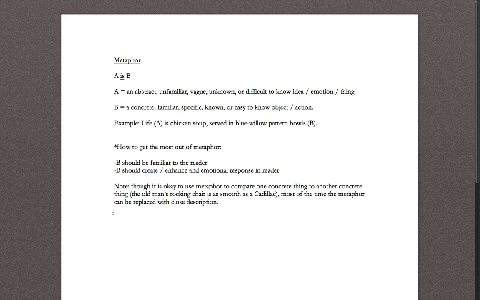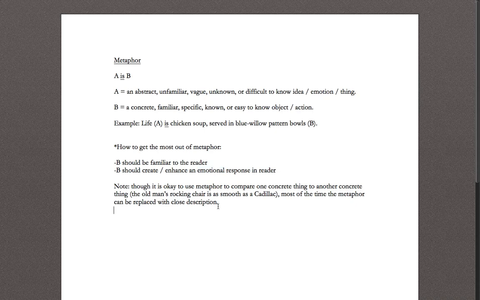But also I want you to think about B having the ability to create or enhance an emotional response in the reader. And this is what we're going to get to when we think about chicken soup served in blue willow pattern bowls. When we think about that, we carry with it certain emotions that as we start to identify, we realize that Mary Oliver chose this comparison so that we have a very specific emotional response. And that emotional response that we have is part of how she delivers the meaning of her poem.